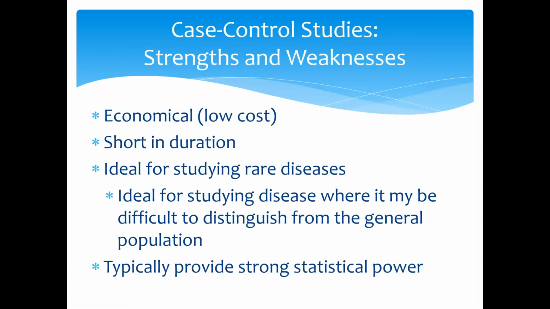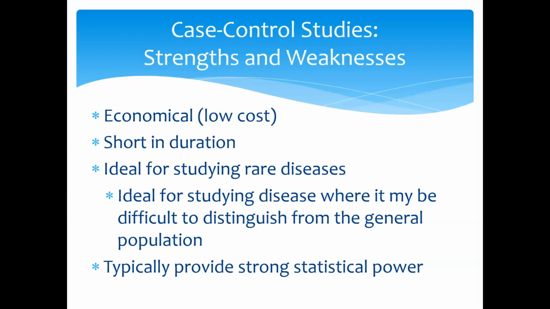So, case control studies, strengths and weaknesses. First of all, they're fairly economical, fairly low cost in the situation we had there. The hardest part was probably matching the cases and then doing the interviews. They are short in duration. It's in some ways like cross-sectional because you just do it at a snapshot in time, but you are looking at a comparison of two groups. It is ideal for studying rare diseases.